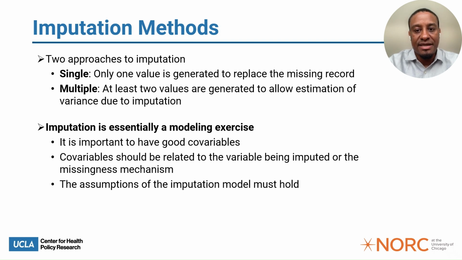Regardless of the selected method, at its core, imputation is a modeling exercise. Its success depends on having good covariables. These covariables should be related to the variable you are trying to impute or to the missingness mechanism. The assumptions of your imputation model must hold for the results to be valid.